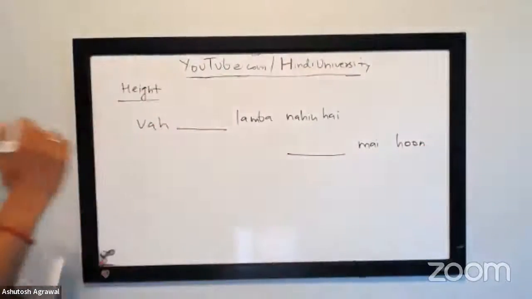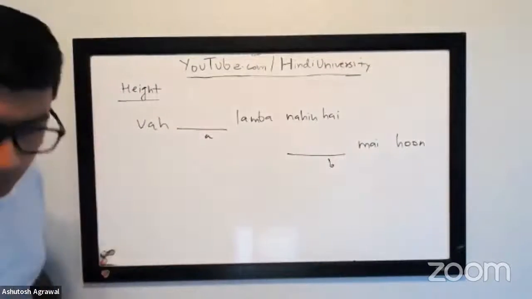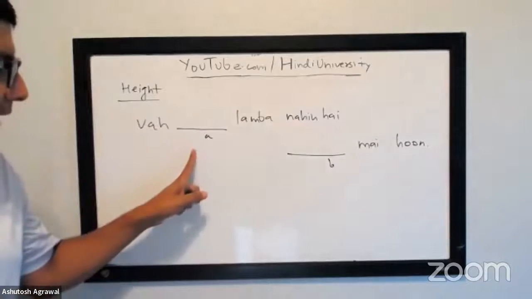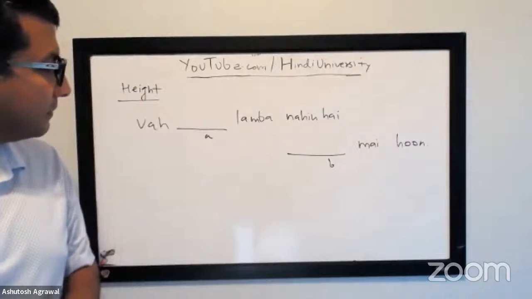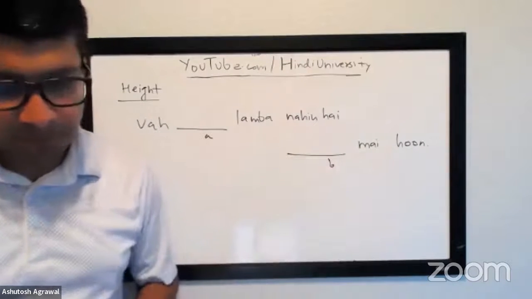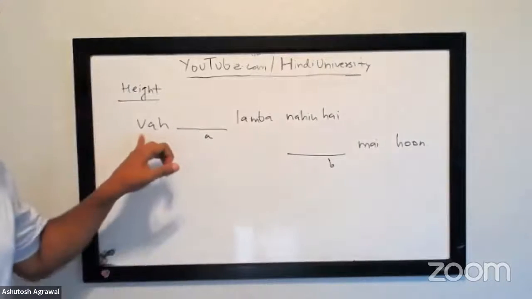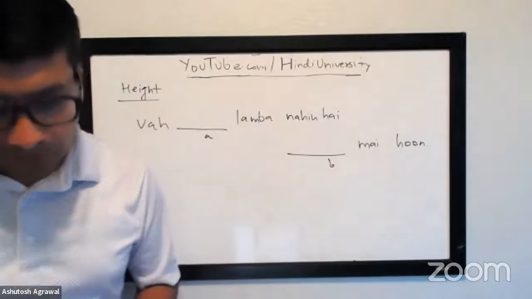Okay, imagine this is A, this is B. I want all of you to think about, at least try to take a guess: what would you put in A? What would you put in B? "वह लंबा नहीं है, मैं हूं." And वह could be anyone, right? John, Sarah, Mary, whatever, right?